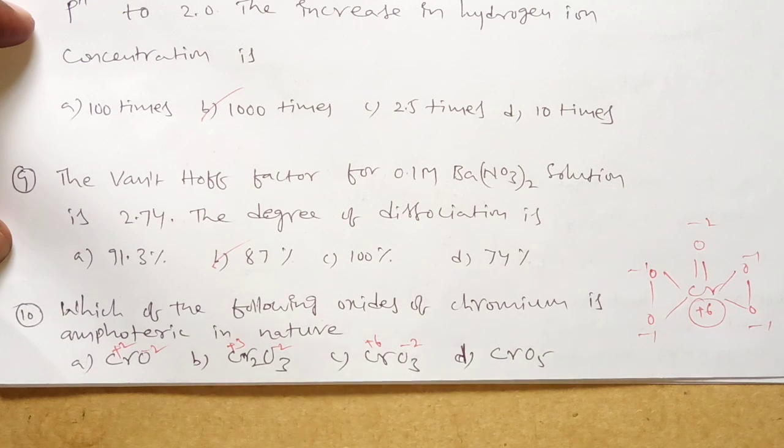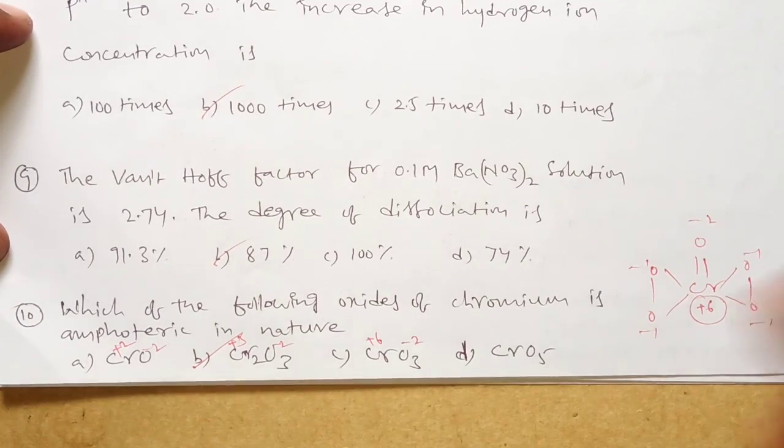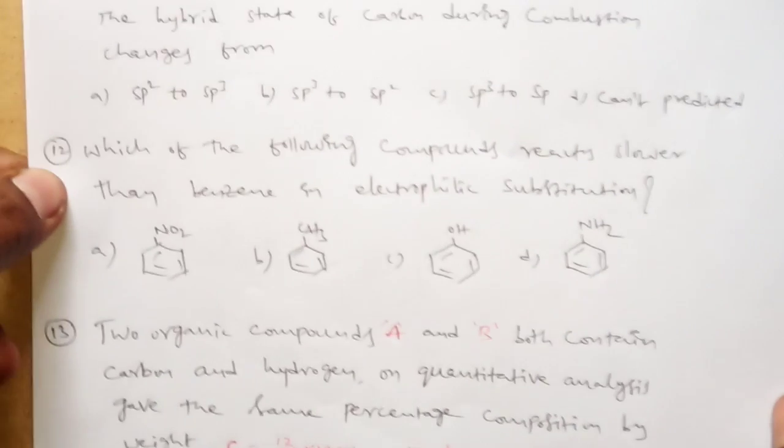So if you observe the first option, chromium is in the least oxidation state only. If you observe the third option and fourth option, it is the highest oxidation state. So lower to higher, higher to lower changes are possible in the case of B. Hence it shows amphoteric nature. Is it clear? Now look at question number 11.